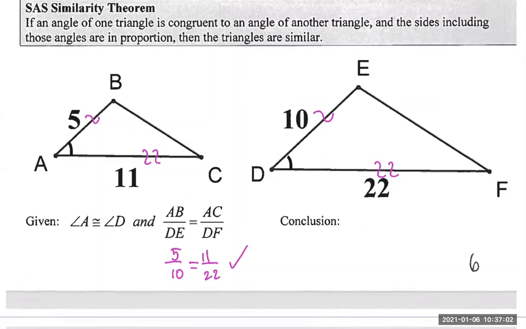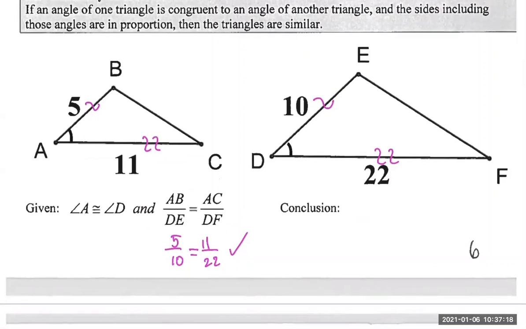And then you can also conclude that it's similar because the angles included in between are congruent to each other. Angle A is congruent to angle D. The sides that surround it are in proportion to each other. So this is another way of showing that two triangles are similar. And as you write your similarity statement, make sure that the angles match up, so triangle ABC should be similar to triangle DEF.